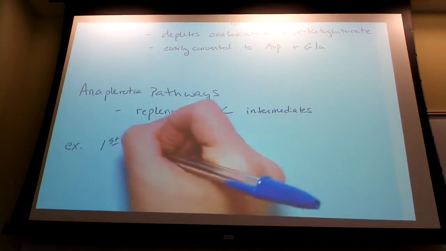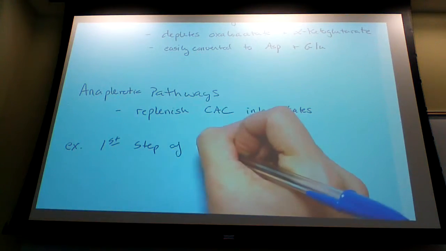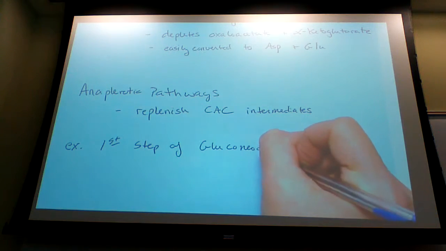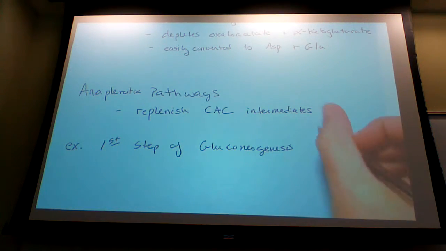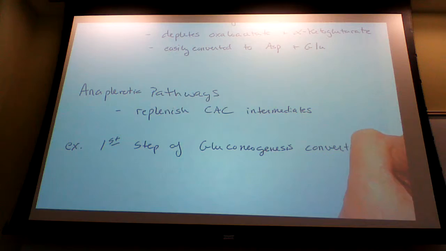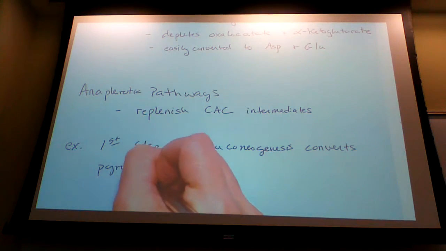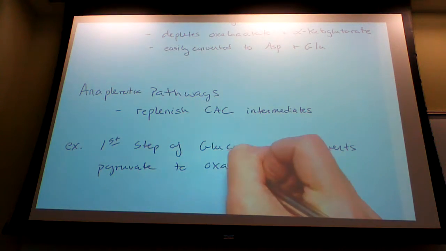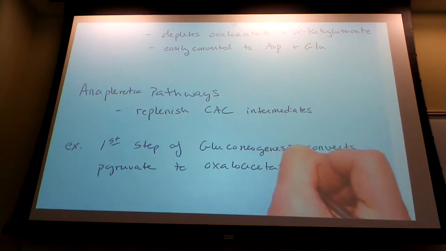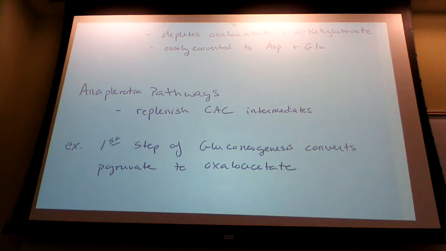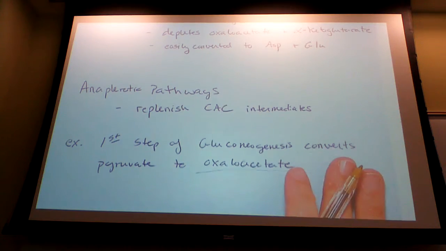Your first step of gluconeogenesis again. Here's pyruvate to oxaloacetate. Okay. We can take advantage of the presence of that step in order to pull from the citric acid cycle, but we can also use it to put back to the citric acid cycle. Again, you have to use that malate aspartate shuttle to get it into the citric acid cycle, but oxaloacetate is an intermediate.